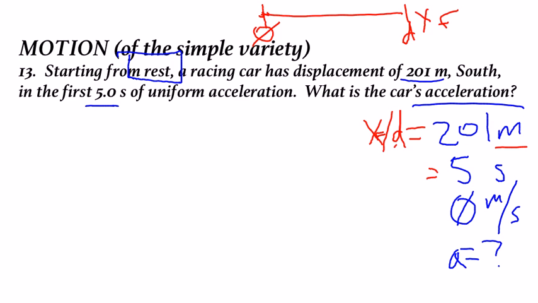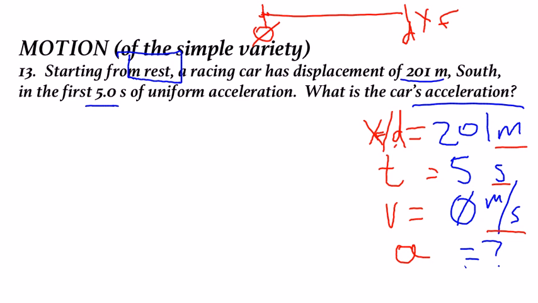Okay, 5 seconds. Seconds is time. Meters per second, that's velocity. And acceleration is acceleration. We already figured that one out. Great. There you go. That should look like an a.